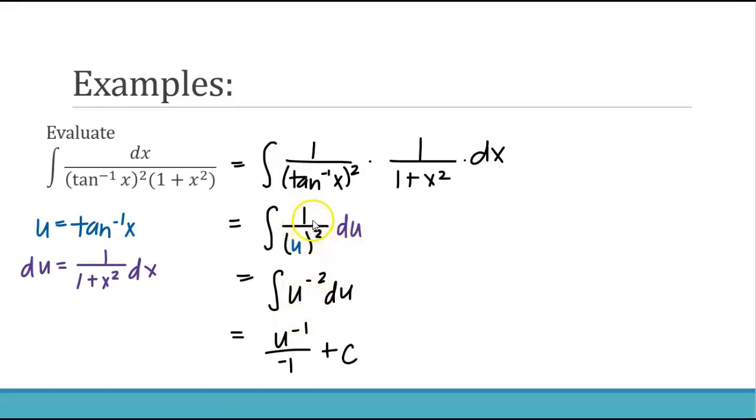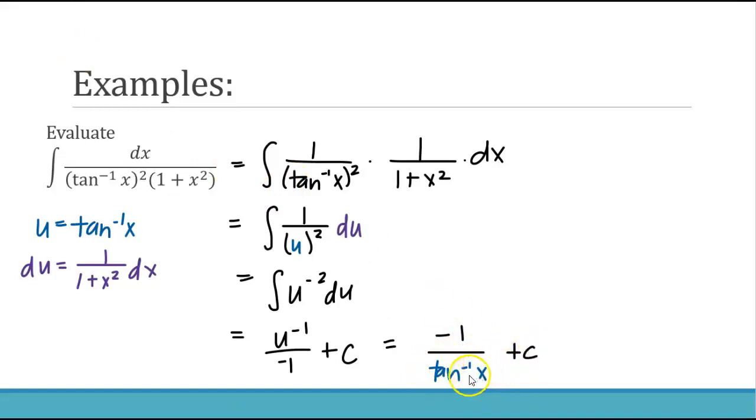Real quick, it's not natural log of the absolute value of u squared. Remember, we have to rewrite it and use the power rule. So what it is is negative 1 over, and then we'd be dropping that tan inverse to the bottom, right? Tan inverse of x plus c.